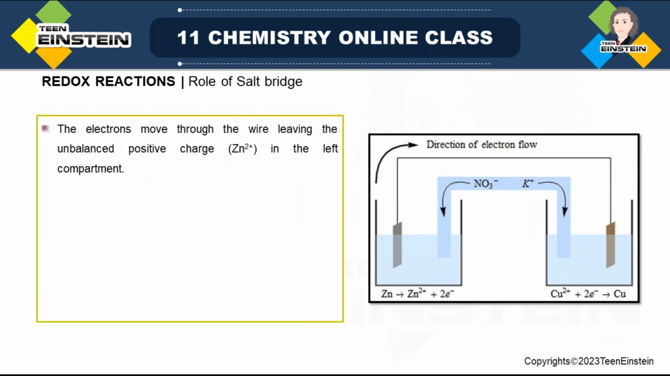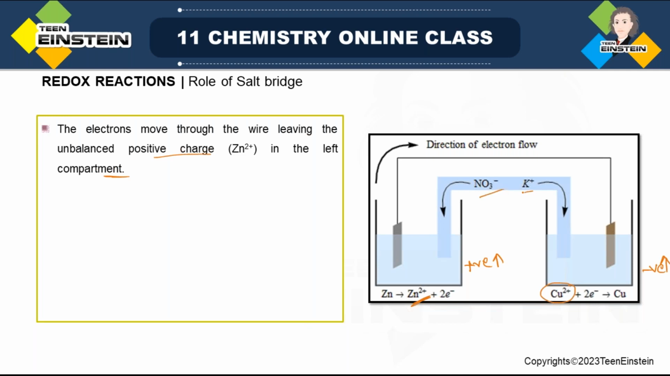Now the role of the salt bridge. If we carefully observe, as I have said, gradually the amount of Zn2+ will increase. So here positive charge will increase, and in the left hand side Cu2+ is gradually decreased. That means here negative charge will increase. Now the electrons move through the wire, leaving the unbalanced positive charge in the left compartment.